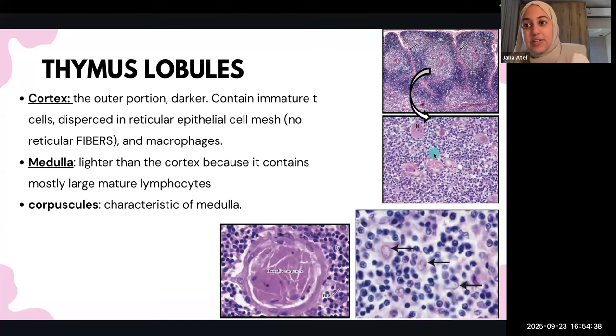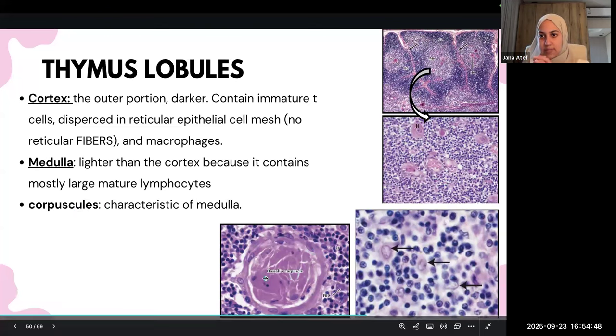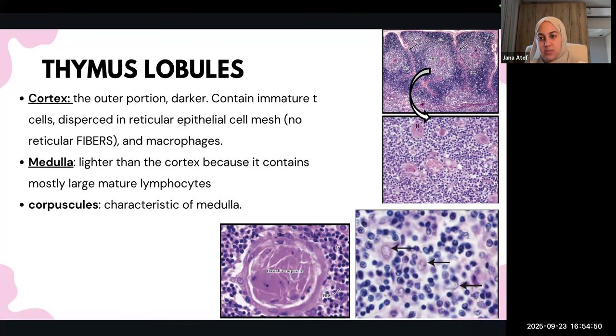The one thing that's very, very characteristic of a medulla is the Hassall's corpuscles, okay? Right here, this one. It's just an aggregation of some cells. The function of it is not actually completely known. It just exists there. It's just chilling there, okay? So if you see a very clumpy, big giant cell, this is Hassall's corpuscles.